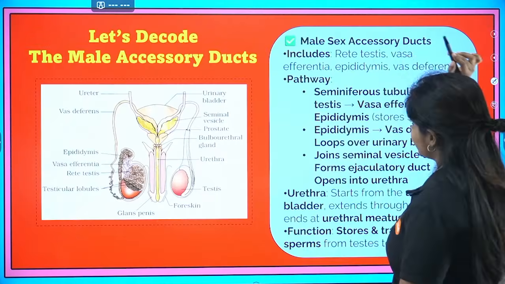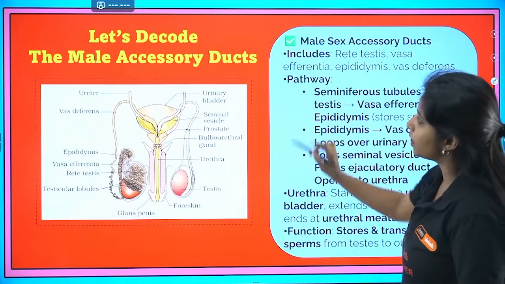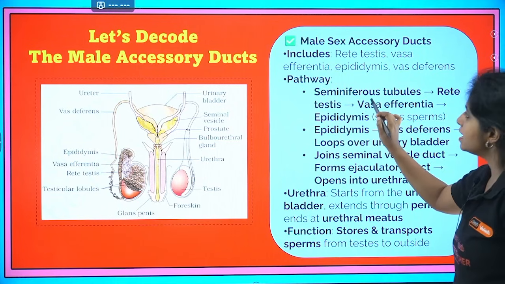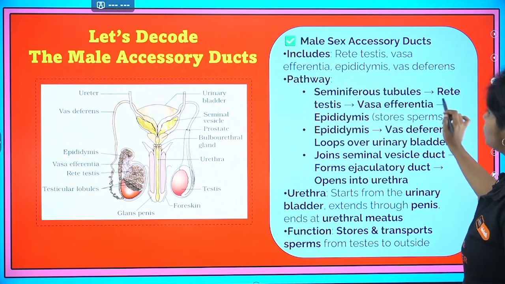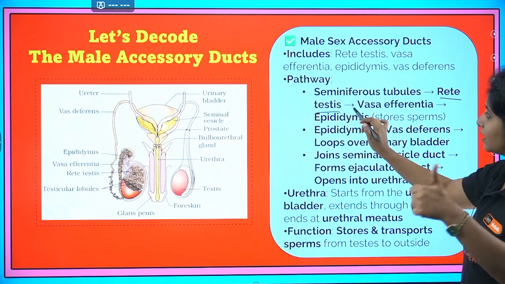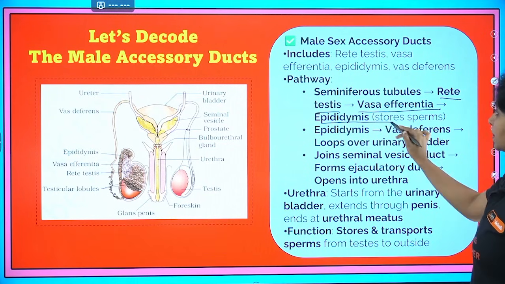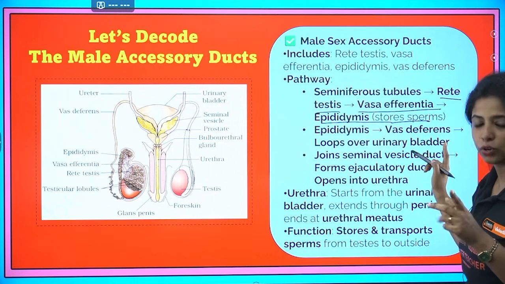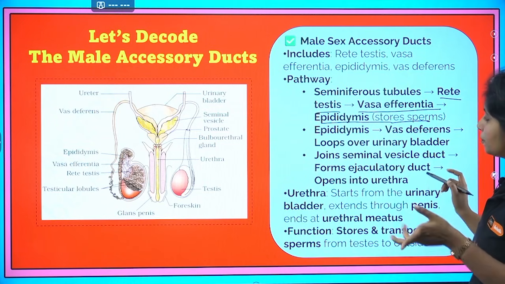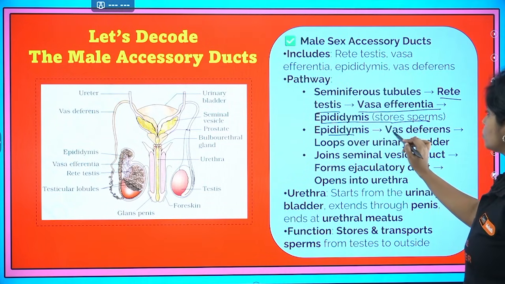Yeah. So basically, we were over here. Let's just read about the male accessory duct out there. Seminiferous tubules open into rete testis, agreed. Then vasa efferentia, agreed. Then epididymis, agreed. Epididymis what? Stores sperm, and I already told you that it helps in maturation also. Fine. From epididymis, it goes to vas deferens.